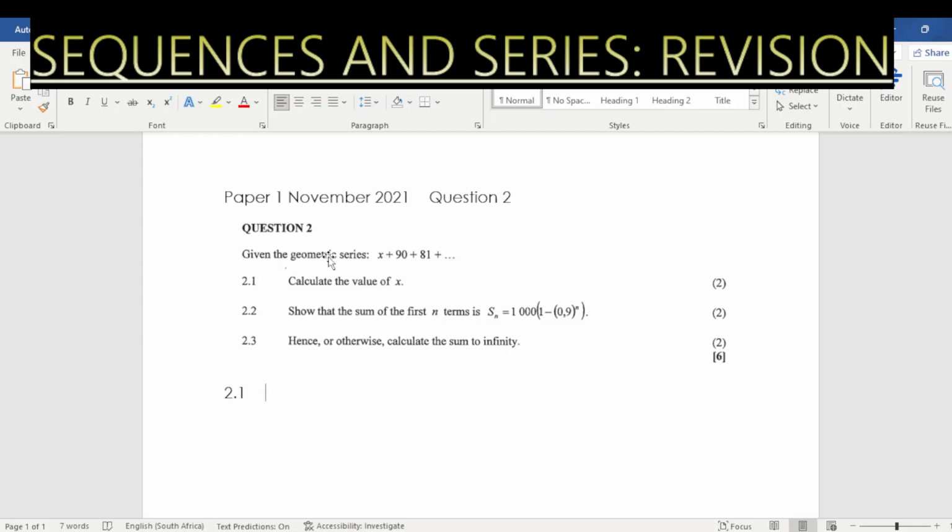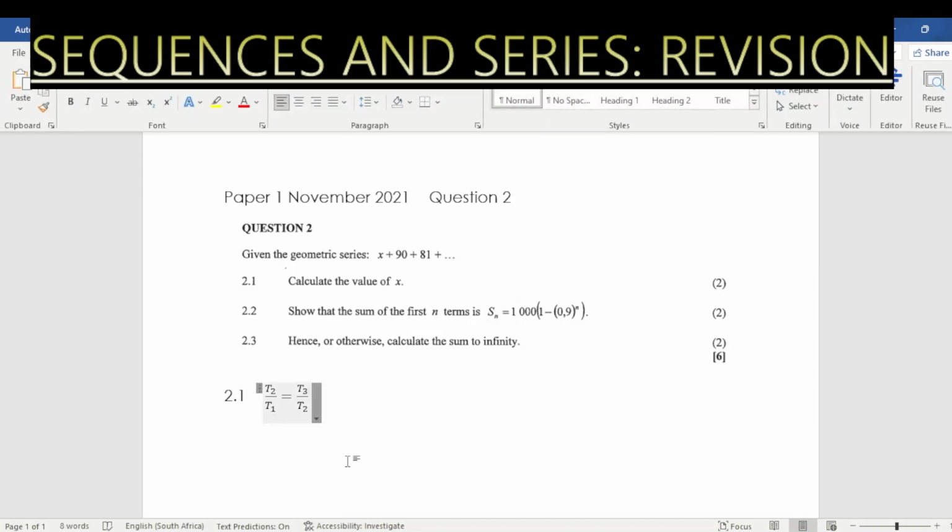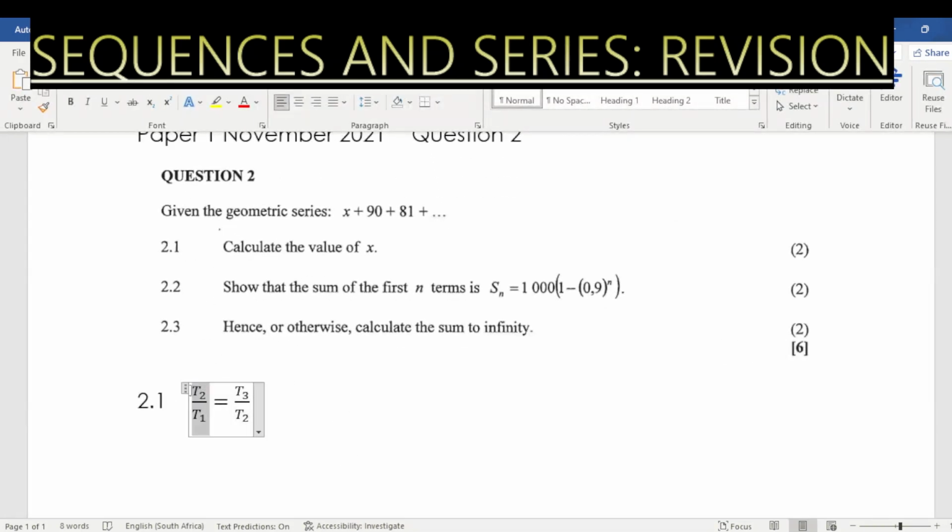Since this is a geometric series, we should know that there is a constant ratio. So what does that mean? It means if we take the second term and divide it by the first term, it would give the same answer as the third term divided by the second term. Substituting into this formula, the second term is, of course, 90. The first term, of course, is x. The third term is 81. And the second term again over there is 90. So now we have set up an equation where we can actually solve x.